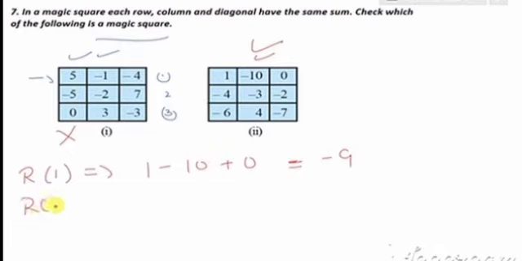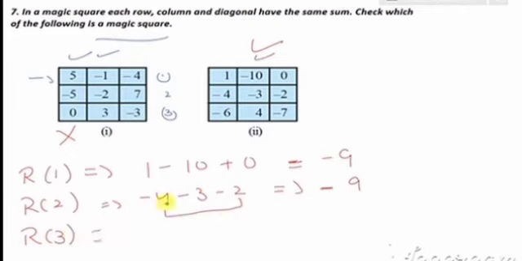Now we will check it for row 2. Minus 4, minus 3 and minus 2. So I will write it minus 4 plus minus 3, that will be minus 7, and plus minus 2, that will be equal to minus 9. All numbers are of negative sign, so we can add and we will use the negative sign.